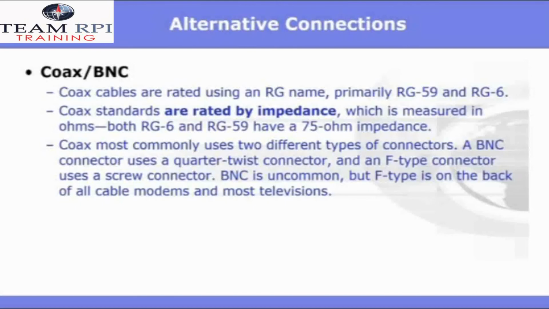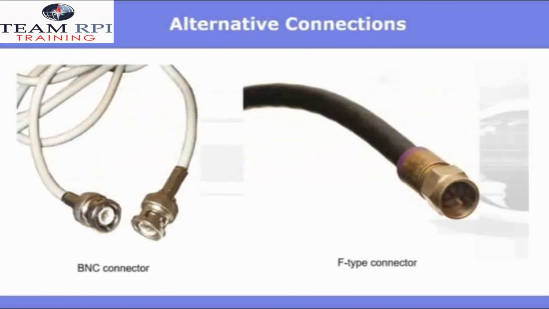Coax, like Ethernet, has ratings. It uses an RG name. Primarily RG59 and RG6 is what you're going to see today. The coax standards are rated by impedance. Both RG6 and RG59 have an impedance rating of 75 ohms. However, the major difference with coax comes in the connector, whether you're going to use a BNC connector or an F-type connector. The F-type connector is the one that you're most familiar with, coming from your cable connection in your home.